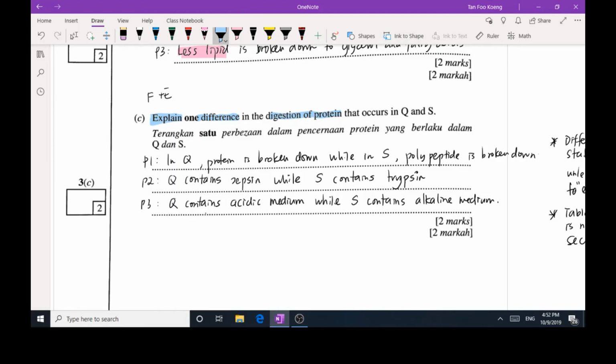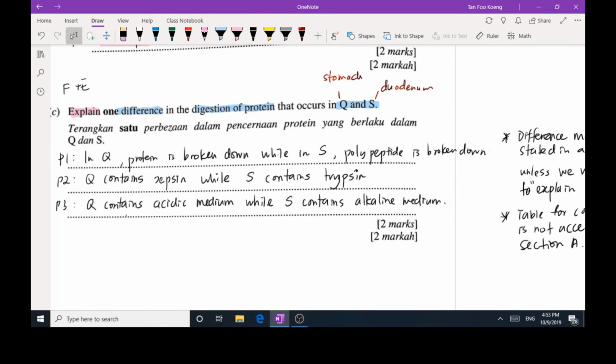So Q is stomach, this is stomach, and then S is duodenum. So certainly Q and S is also a very important keyword. So let's look at the note first.